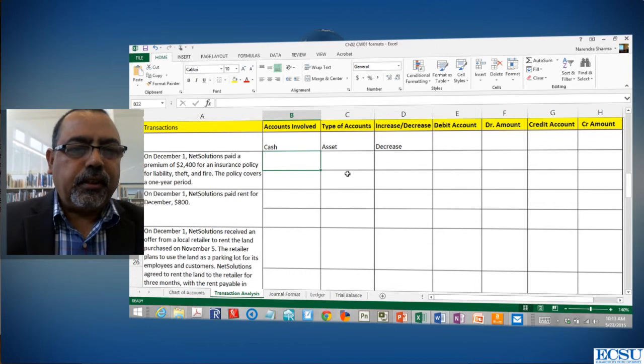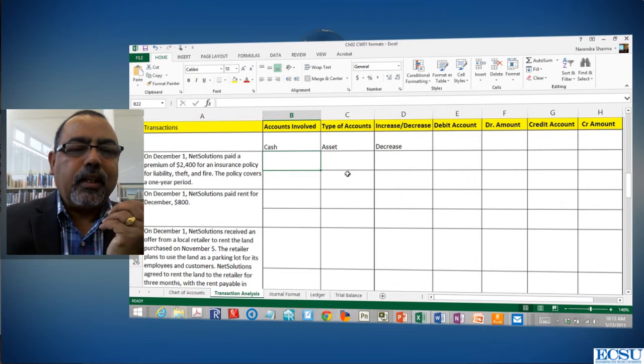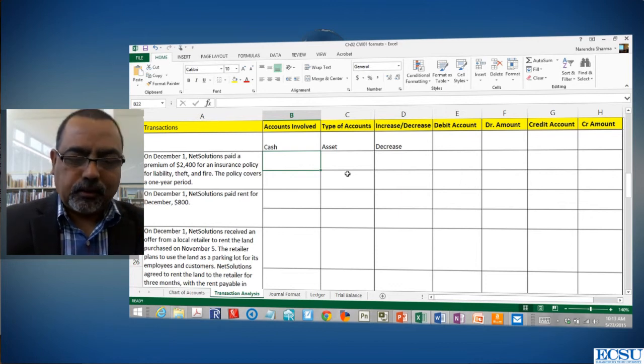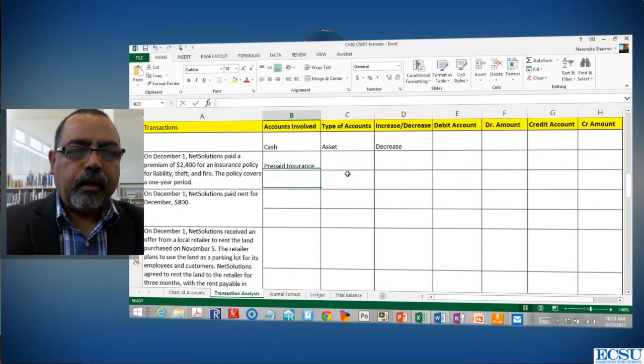On December 1st, Net Solutions paid a premium of 2,400 for an insurance policy for liability theft, and the policy covers a 1-year period. Now, of course, remember that it covers 1 year, and therefore it is a prepaid expense. So we'll have to write prepaid insurance. That's the account. And then now, of course, you may ask, how do I know that?